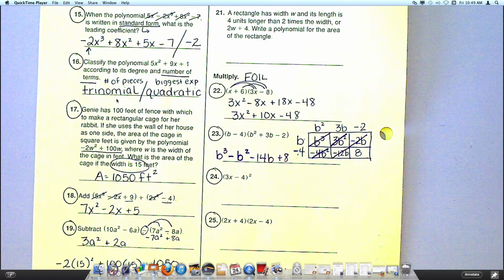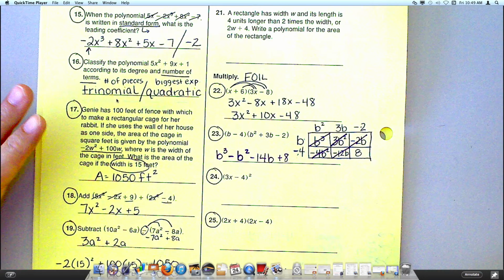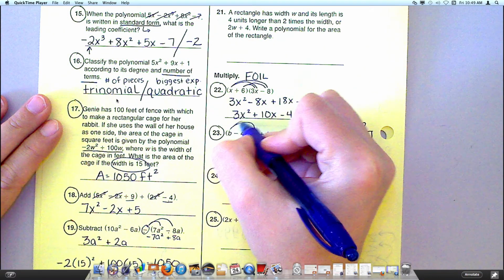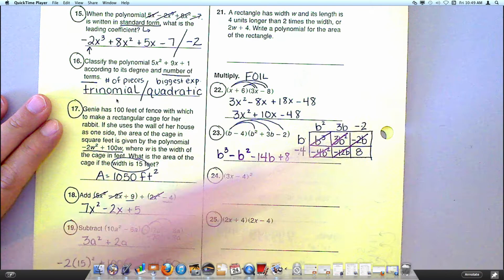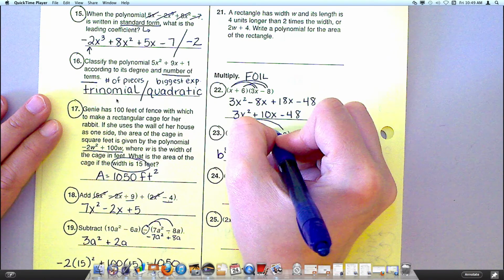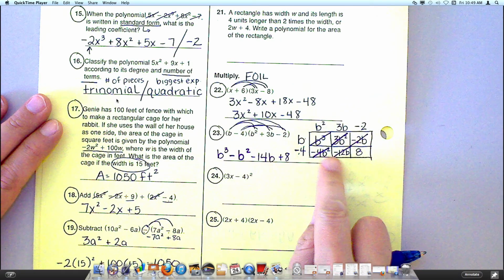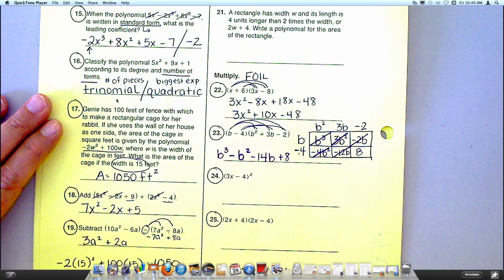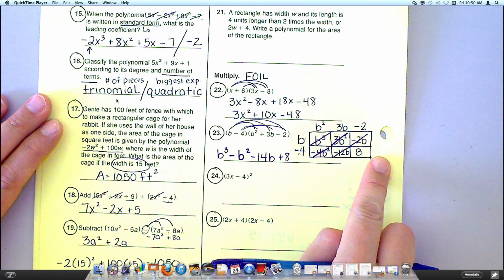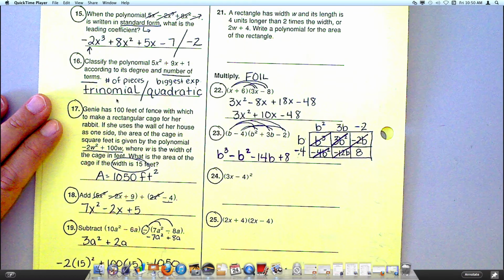Okay? Here's the thing. If you were to do that without using the box, it's going to be just as long. Because here's what you would have to do if you didn't use the box. You would have to do b times b squared, b times 3b, b times negative 2. And then you would do negative 4 times b squared, negative 4 times 3b, negative 4 times negative 2. Okay, and that's fine. If you like that way better, that's no problem. But you would still end up writing out all 6 of those pieces at some point. So I just don't want you to think that the box is really that much longer, because you're still writing the same thing.